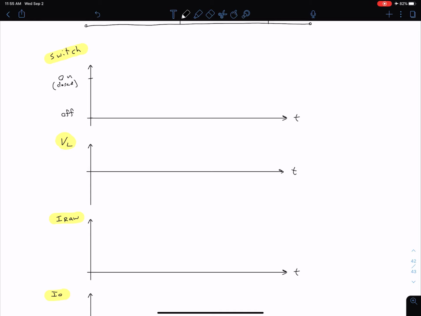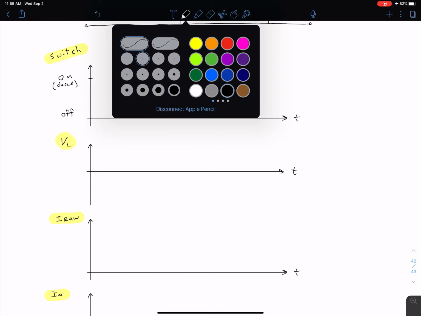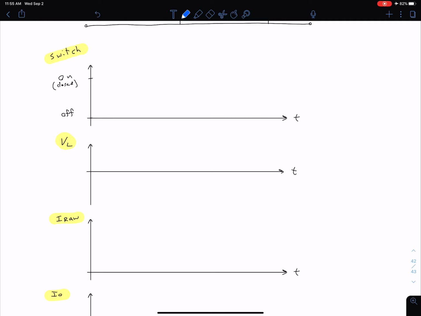So on, and I'll just put in parentheses under here, closed. Let's do this in blue. Let's say our switch is open for some amount of time, and then it closes. So our switch is on, and it stays in that state for a little while, then goes back to being open, stays open for a while, and at some time closes again. Of course, we just have one of two possible states here. It's either open or closed.